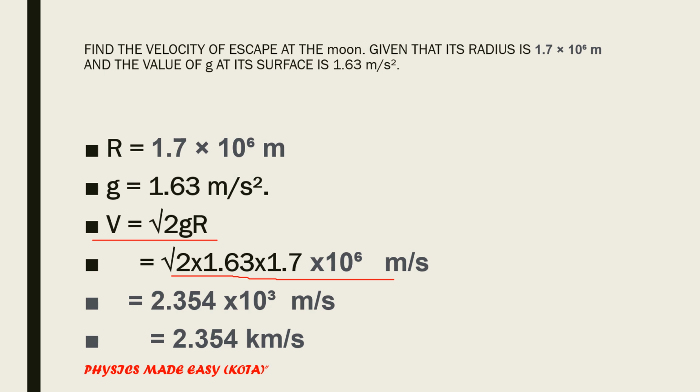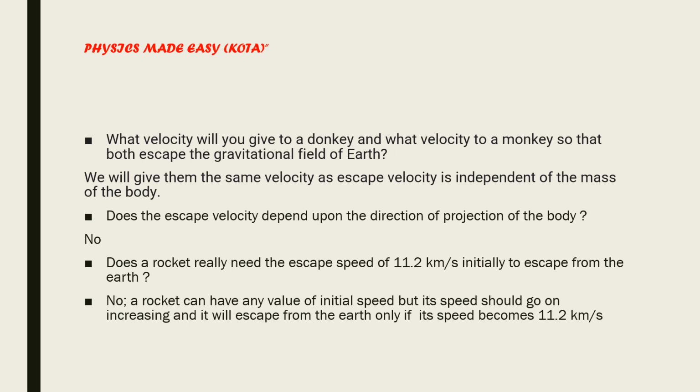So dear students, after doing calculations, check your answer. It will be 2.354 into 10 raised to power 3 meter per second. Then change the units, or do the conversion of the units, into kilometer per second. So we can say that in kilometer per second, our answer is 2.354 kilometer per second.